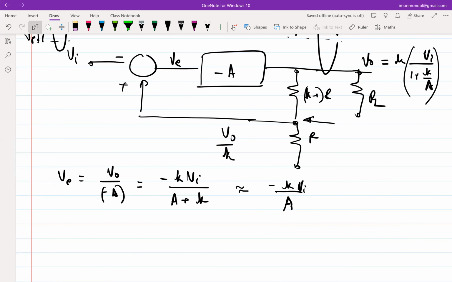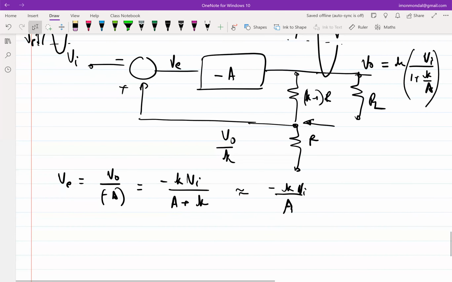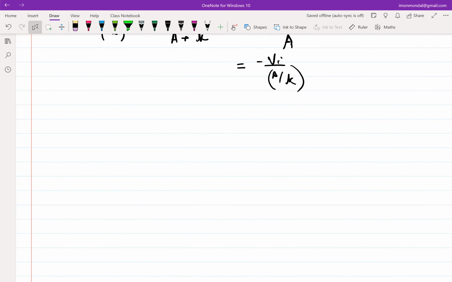Okay. So another critical thing to understand is that in this case, these errors are not inversely proportional to only A, they're inversely proportional to A by K, right? So this is Vi by A over K, right? So why not A? Why A over K? The reason obviously comes out mathematically, and the reason is also evident from the block diagram representation of negative feedback. And the block diagram representation is this, right?